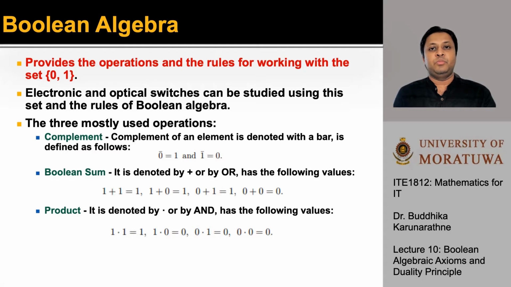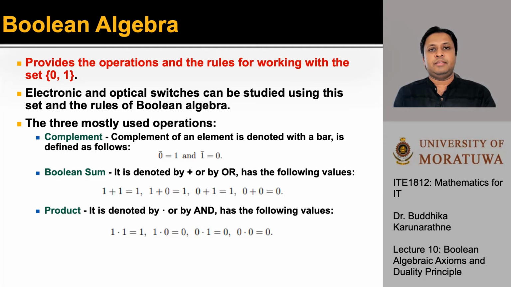And then you have the Boolean sum. This denotes the OR logic. It is denoted by a plus sign, or simply by the word OR. It shows, when we take combinations from zero and one, one plus one is one, one plus zero is one, zero plus one is also one, and zero plus zero is zero. So this is the behavior of an OR logic.